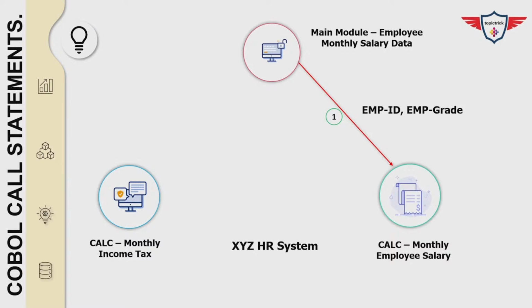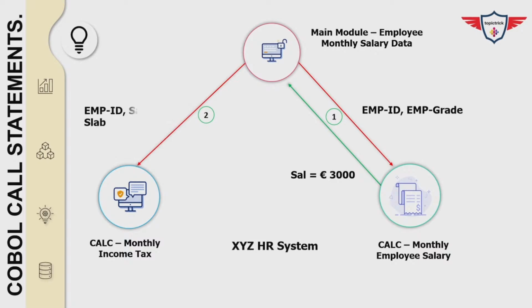In first call, the main program passes EMP ID and grade as an input to the subprogram. The subprogram calculates employee salary and returns the value to the main program. Similarly, in second call, the main program passes employee ID, salary and tax slab as an input to the second subprogram. The second subprogram calculates the tax and returns the value to the main program.